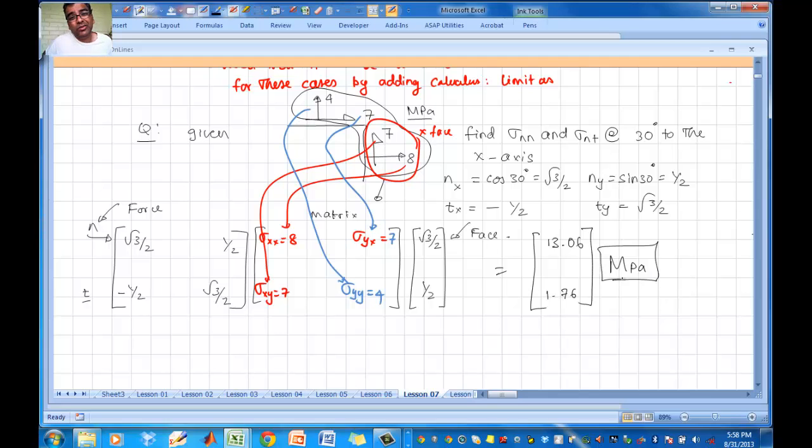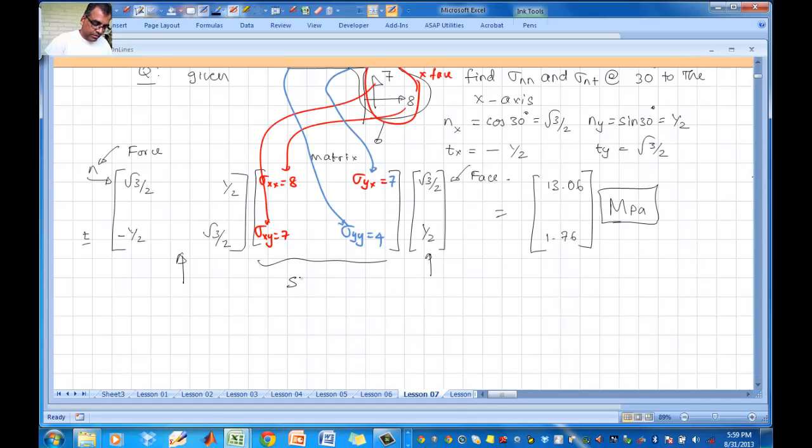That's all. So if you remember this face, the force, and remember the face components go here, the direction components for the force go there, and the stress matrix goes here. So stress, normal components, direction components for different forces. That's all. So if you remember face, the force, you can do any of these things. It's not a problem. Thank you. Bye.